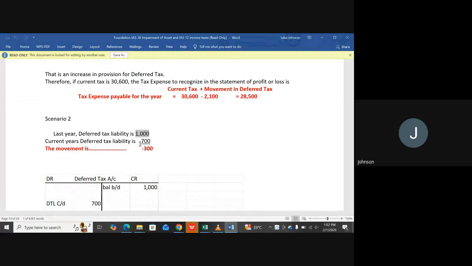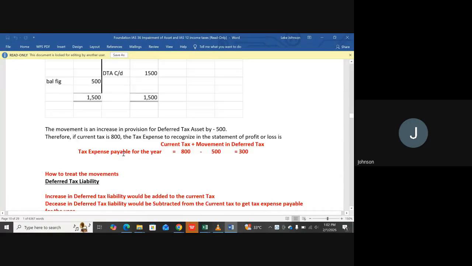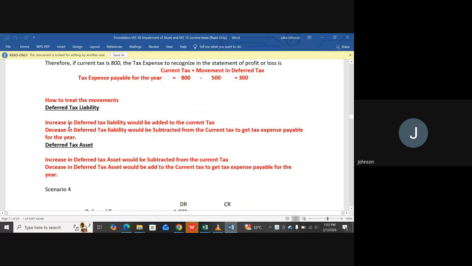Okay, so let me take it back to the place. Sorry. So this is where we are. They say that an increase in deferred tax liability would be added back to the current tax, while a decrease in deferred tax liability would be subtracted from the current tax to get the expense payable.